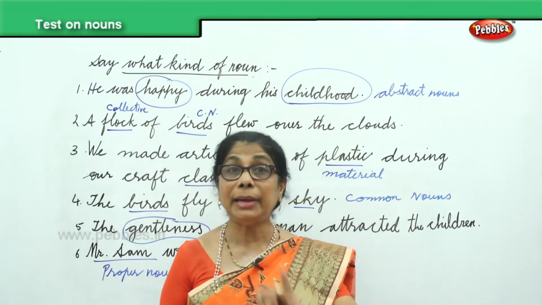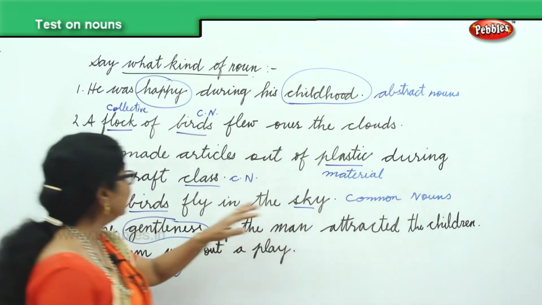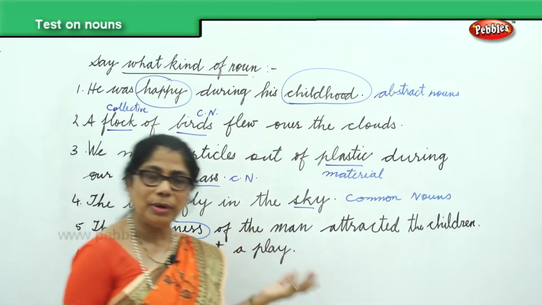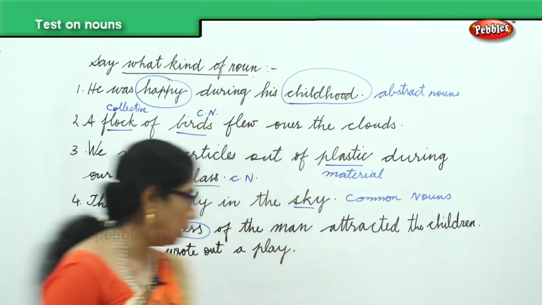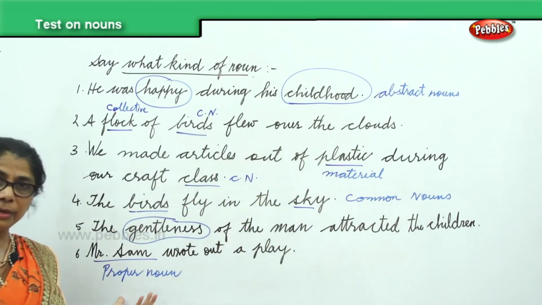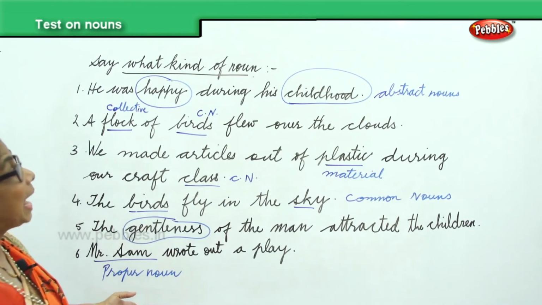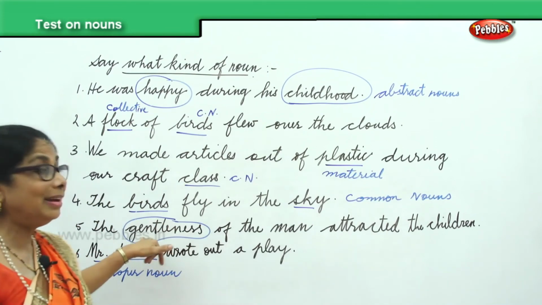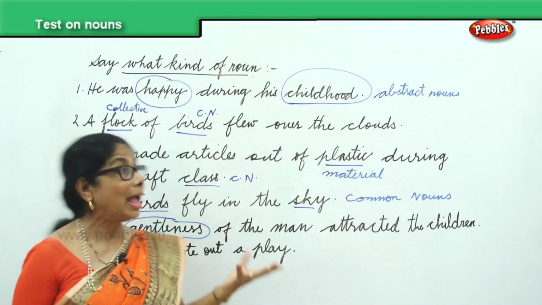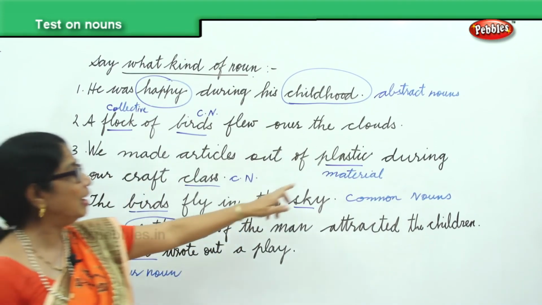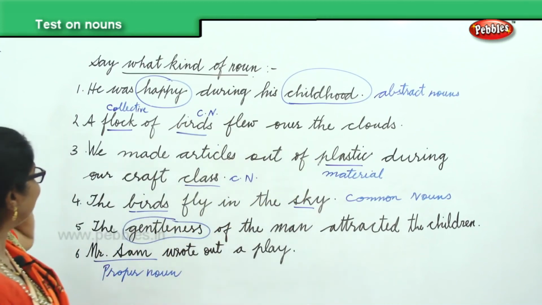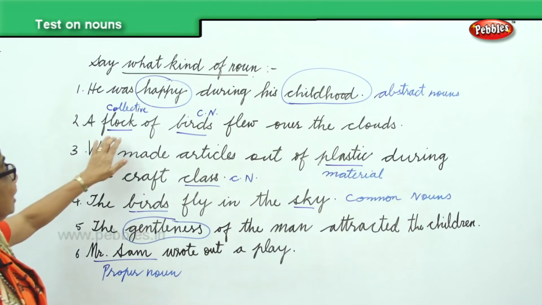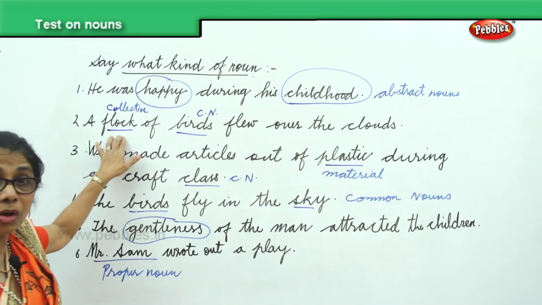We have done common nouns. And we have common noun here, sky, birds, common noun. Then what we did? We did proper noun. Mr. Sam is proper noun. Then we have abstract noun. Happy, childhood, gentleness, that abstract noun. And then we have material noun, plastic, material noun. Then we have collective noun, flock of birds, collective noun.